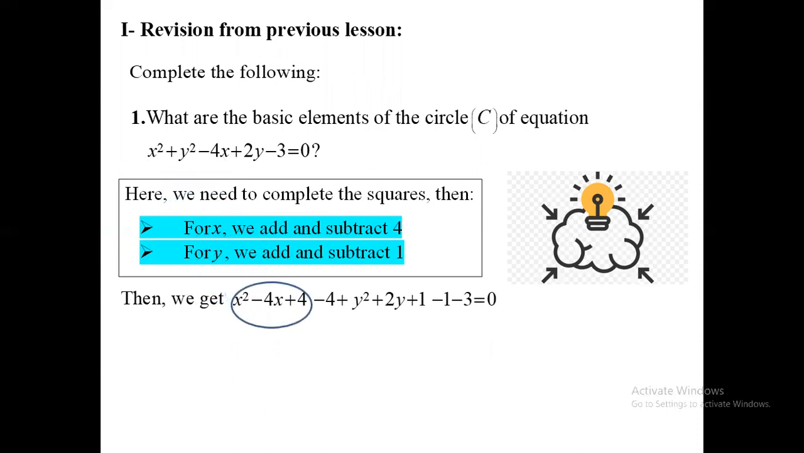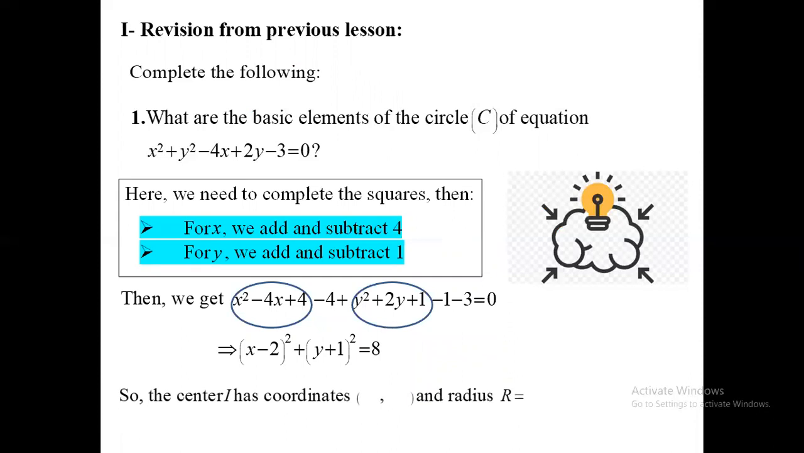Collecting the terms which are the perfect square for x and for y, we will get the following equation of the circle written in its standard form: (x minus 2) all squared plus (y plus 1) all squared equals 8. Consequently, the center has coordinates (2, minus 1) and the radius is 2 radical 2. What is the position of the point A with respect to the given circle C, x squared plus y squared minus 4x plus 2y minus 3 equals 0? This was the last part of the previous presentation.